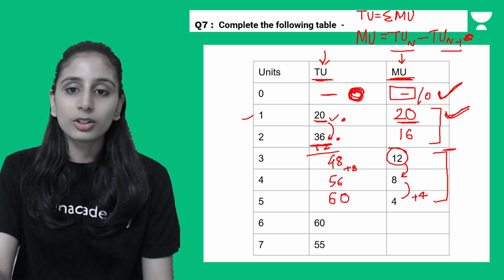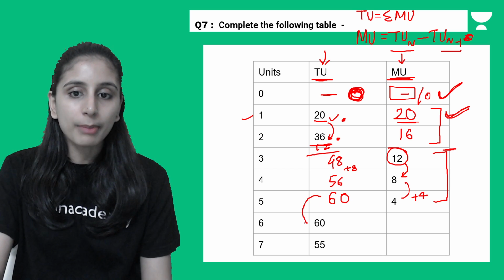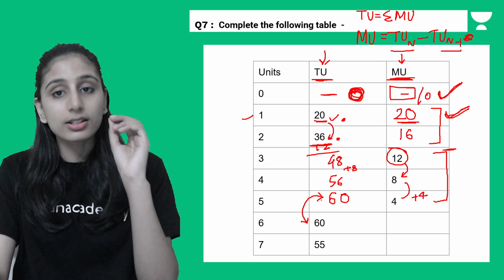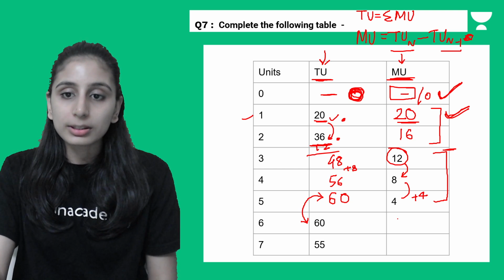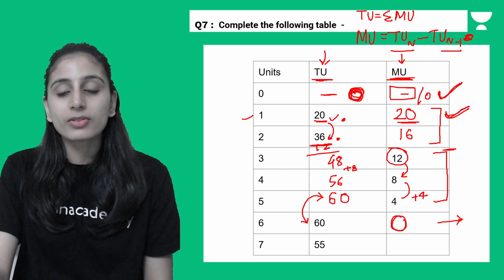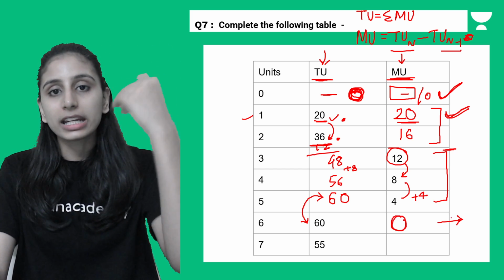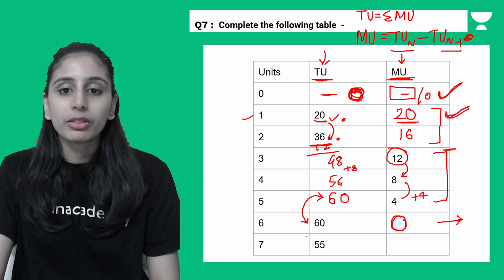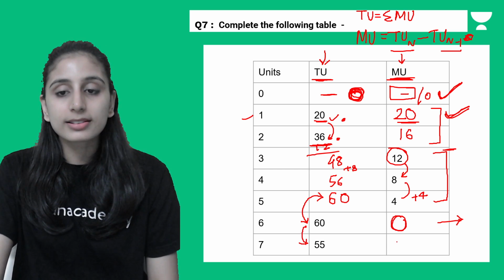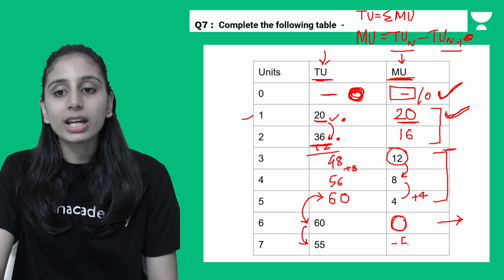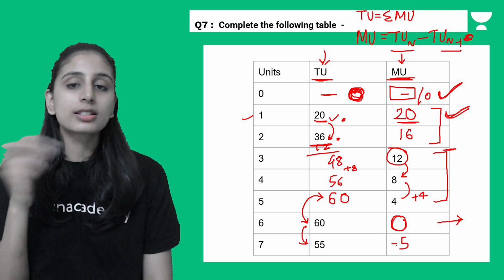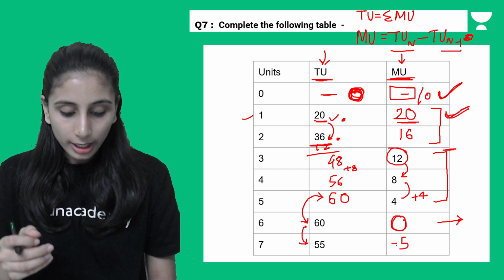Now just note down a thing here, that here it is 60-60. What does that mean? There is no addition to total utility, or my marginal utility is 0, and this is the point of saturation where TU is at maximum and MU is 0. Now TU decreases, 60 to 55. What does that mean? That our marginal utility is -5. So in this way, one thing after another, we have filled the whole table.